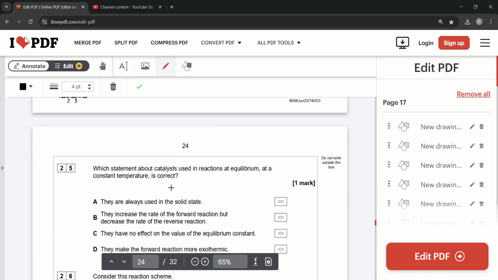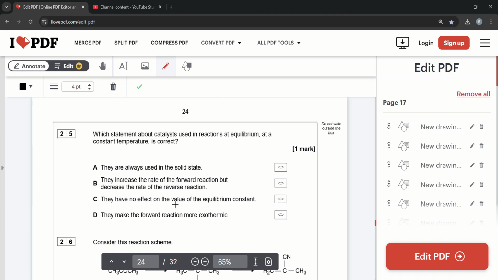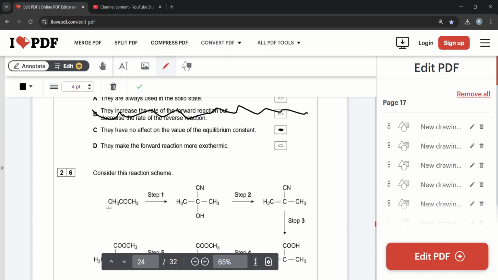Which statement about catalysts in reactions at equilibrium at constant temperature is correct? They are always used in the solid state. They increase the rate of forward reaction but decrease the rate of reverse reaction. That's definitely false. They increase the rate of forward reaction and reverse reaction equally. They have no effect on the value of the equilibrium constant. Boom. That's true. Only temperature can affect the value of the equilibrium constant.